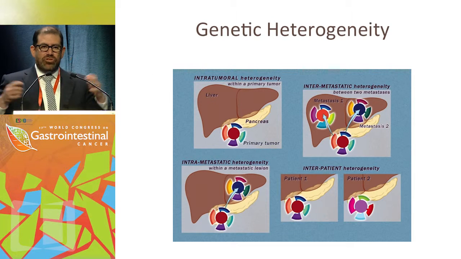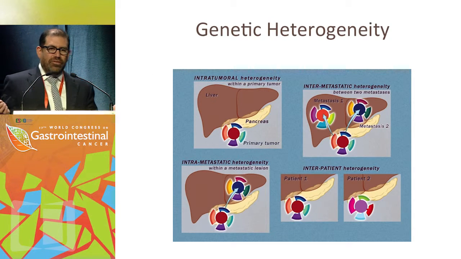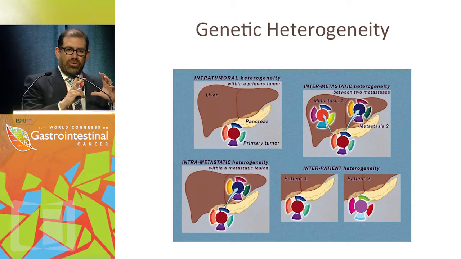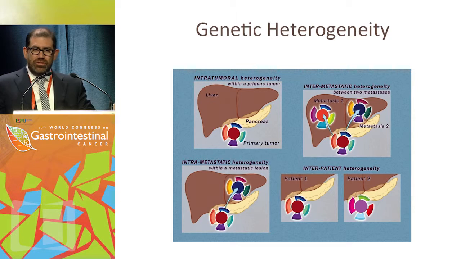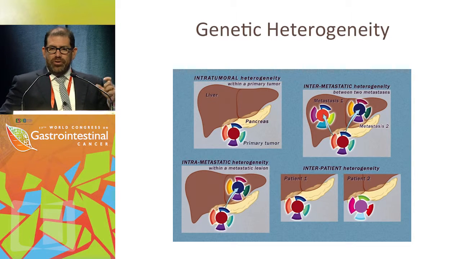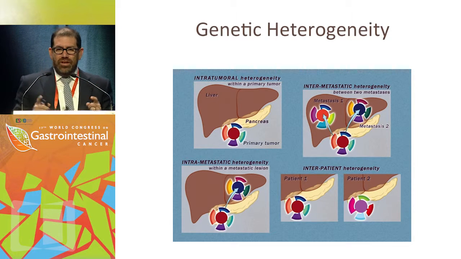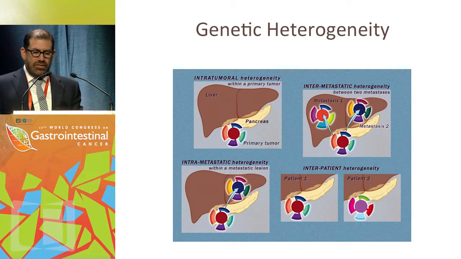The other issue is heterogeneity. And there's a variety of different types of heterogeneity. There's heterogeneity within the tumor. There's heterogeneity between the same tumor but in different patients. There's heterogeneity between the primary tumor and the metastasis. And there's even heterogeneity between two different metastases.